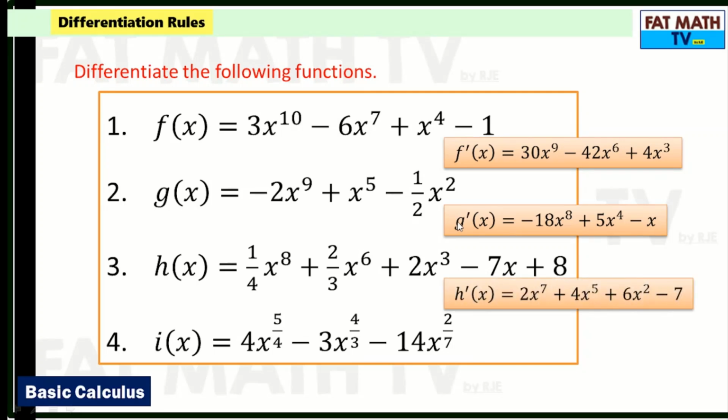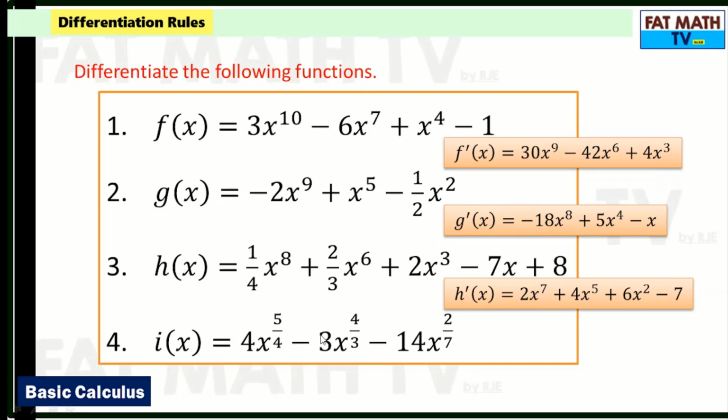Number 3, we have 1/4 x raised to 8. This is going to be 1/4 times 8 x raised to 7. So 1/4 times 8 is 2. And then 2/3 times 6x raised to 5, 2/3 times 6 is 4, so 4x raised to 5. 2 times 3x squared, that's 6x squared, minus 7. And then the derivative of 8 is 0. So this is the answer.